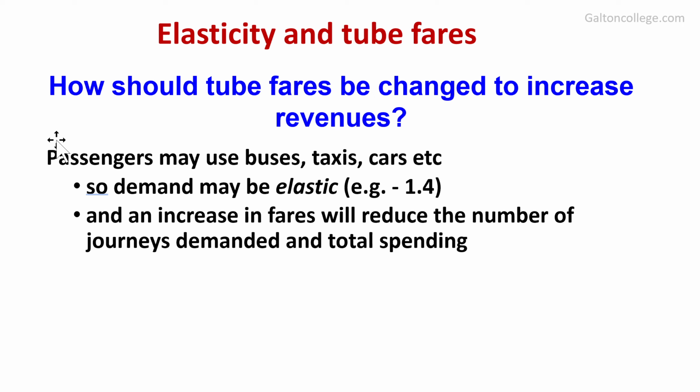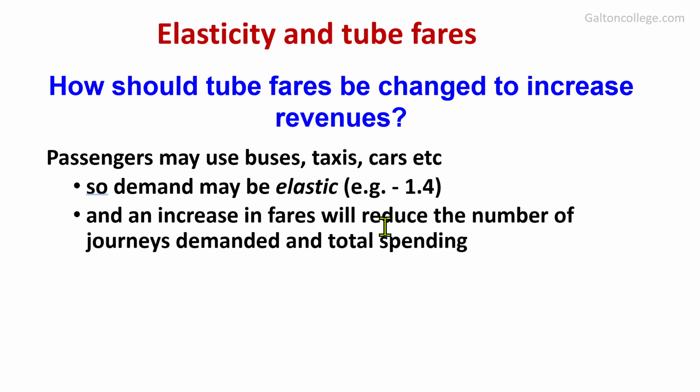Let's say we're talking about London and tubes, the tube transport system: elasticity and tube fares. How should tube fares be changed to increase revenue? Well, passengers may use buses, taxis, cars, they could walk. So there's a variety of ways in which passengers can travel. So the demand may be elastic, i.e. greater than one, because there's a lot of substitutes. I just said 1.4. It could be 2, it could be 3, it could be any number. But we would expect it to be greater than 1 because we have substitutes.